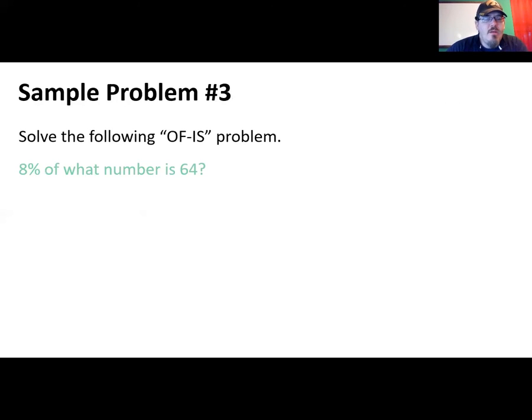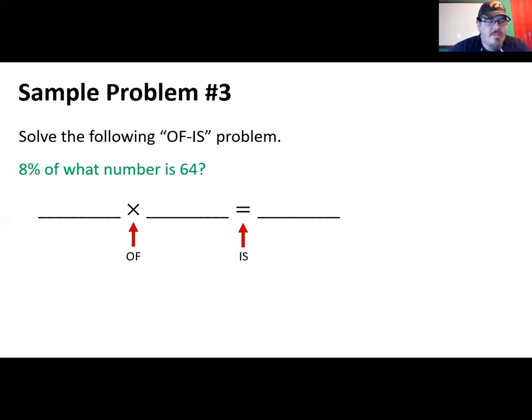All right, one more example with dealing with a generic kind of situation. So this time we're going to do 8% of what number is 64. Again, all we're doing is moving around where the variable shows up in our problem. Same generic setup. Of means times, is means equals. So we're going to fill in the blanks.